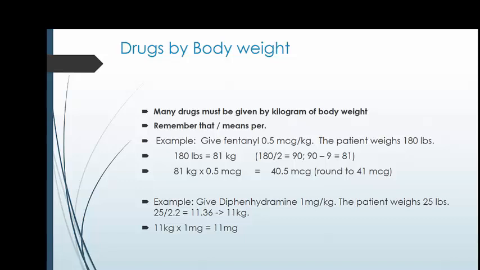Now your next one, diphenhydramine. We want to give 1 milligram per kilogram. The patient weighs 25 pounds. So we're going to convert 25 to kilograms. 25 divided by 2 gives us 12.5. 10% of 12.5 is 1.2. Subtract that, and that gives us roughly 11.3, which would round to 11 kilograms. Then we multiply that times our order, which is 1 milligram per kilogram. So 11 kilograms times 1 milligram is going to be 11 milligrams.